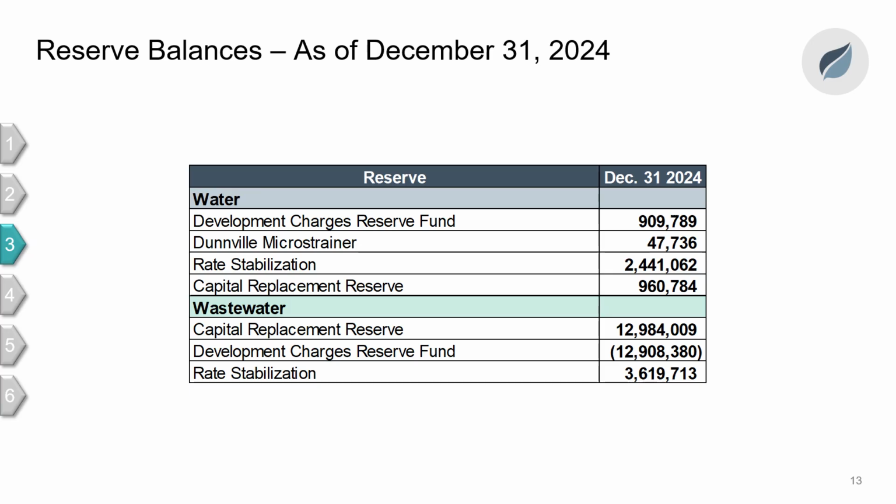On the wastewater side, we have the capital replacement reserve with just under $13 million. But the development charge reserve fund is actually in a deficit of about $13 million, and that is due to some expenditures over the last little while on the wastewater side related to growth-related projects. And then we have about $3.62 million in the rate stabilization reserve.